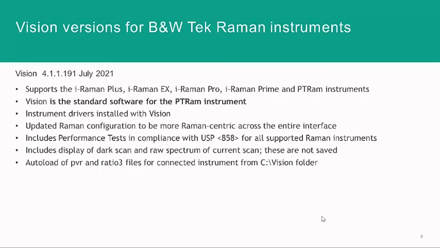Vision includes the performance test in compliance with USP 858 for all the supported Raman instruments. It also includes the display of your dark scan as well as the raw spectrum of your current scan, though these are not saved. The data that are saved are the relative intensity corrected spectrum. When the instrument-specific files for the performance verification and the relative intensity correction, the ratio 3 files, are in the C Vision folder, these are automatically loaded within the software on connection to the appropriate instrument.